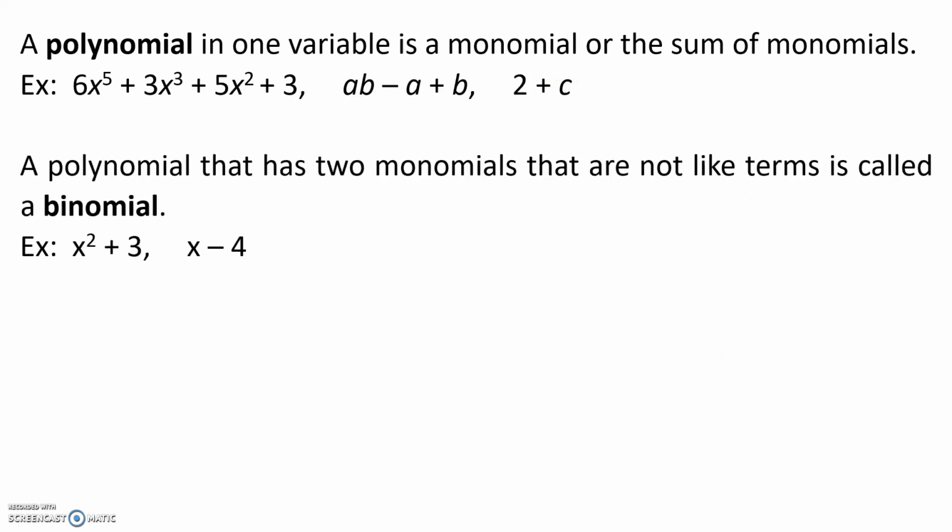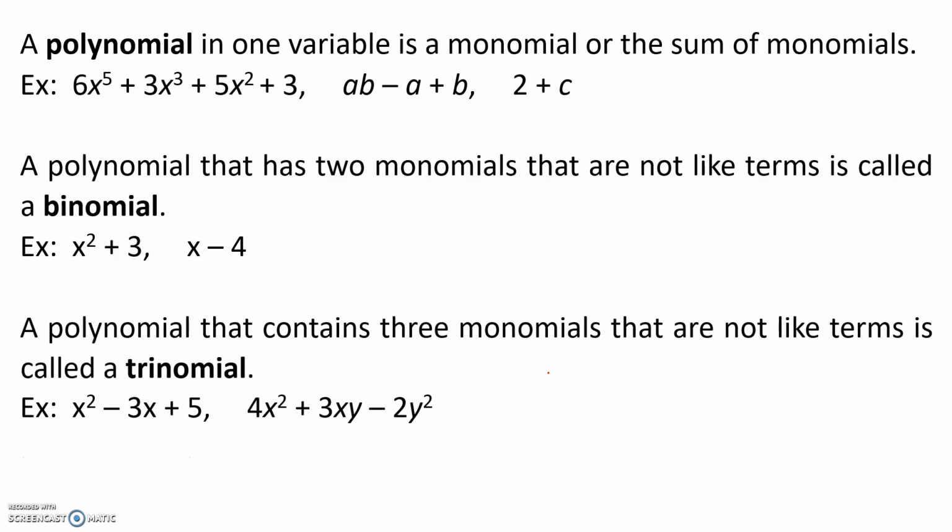A polynomial that has 2 monomials that are not like terms is called a binomial. For example, x squared plus 3 is a binomial since it has 2 terms that are not like terms. x minus 4 is a binomial since the polynomial has 2 terms that are not like terms. A polynomial that contains 3 monomials that are not like terms is called a trinomial. For example, x squared minus 3x plus 5 is a trinomial. 4x squared plus 3xy minus 2y squared is also a trinomial.